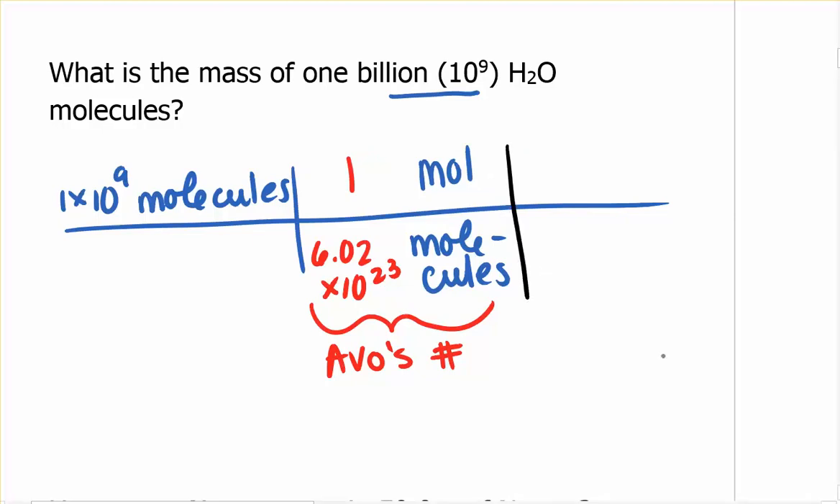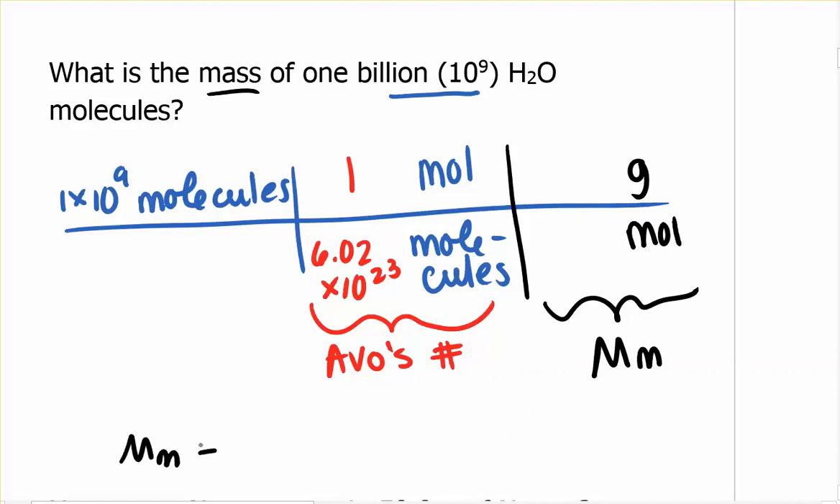Next step, I don't want moles. I want grams. Mass is grams. So for this step, how do I know how many grams in moles? What's the relationship? It's molar mass. So I need the molar mass of water, which is pretty easy.